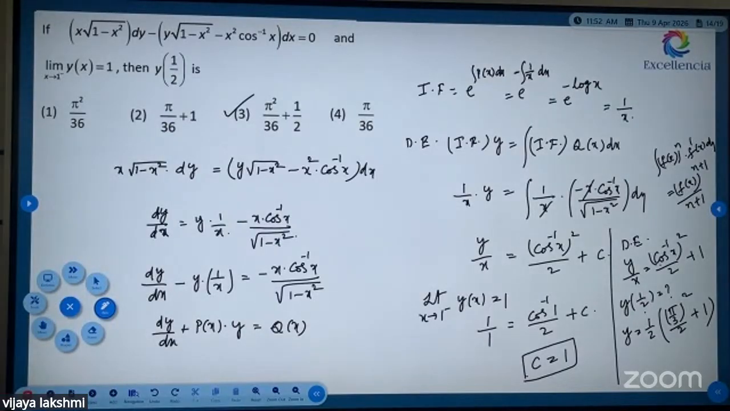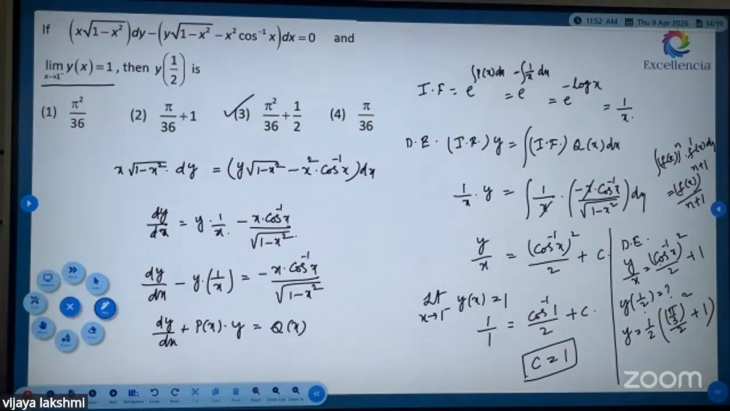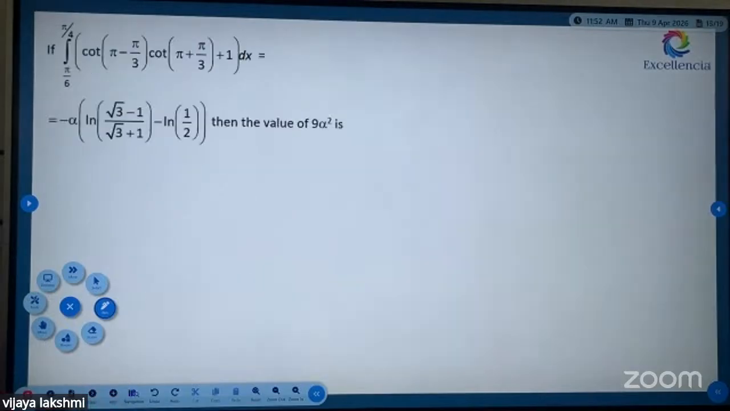Linear differential equations are very important, and they come in the paper. Here they directly gave only the linear differential equation, with a small limit concept. Generally, questions come without giving the values directly, but for this there is a little change: limit x tending to 1 minus, y of x is 1. Okay, now we will go to the next section.